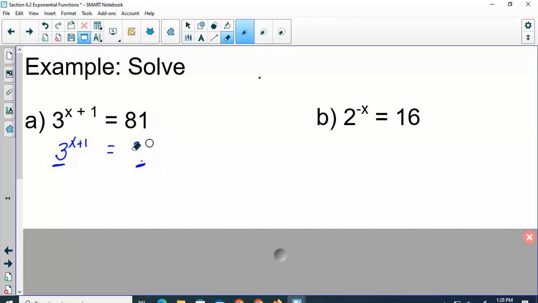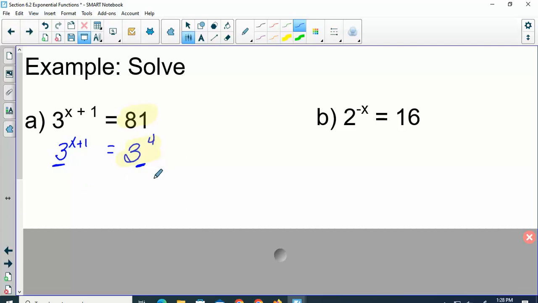So there are different ways of writing it, but the easiest, most direct way to solve them is to rewrite it with the same base. Now you notice I haven't changed anything. What is 3 to the 4th power? 81. I didn't add anything to my equation. I just rewrote that number.